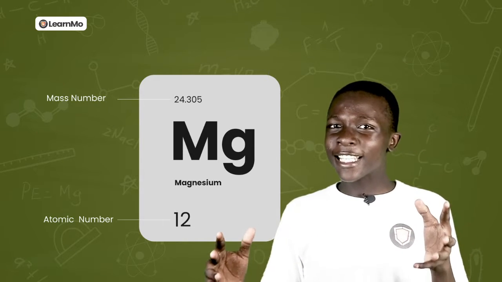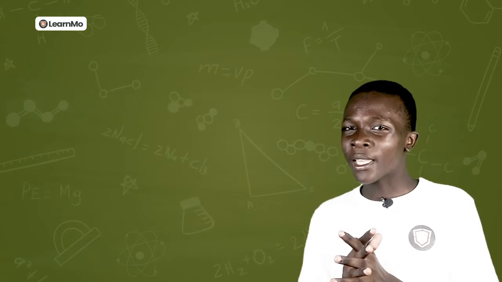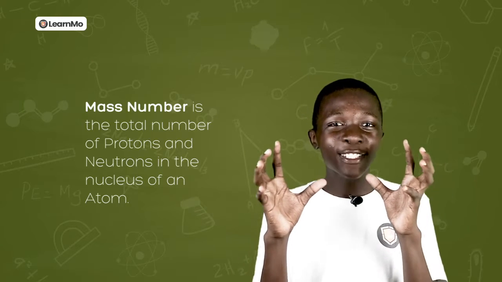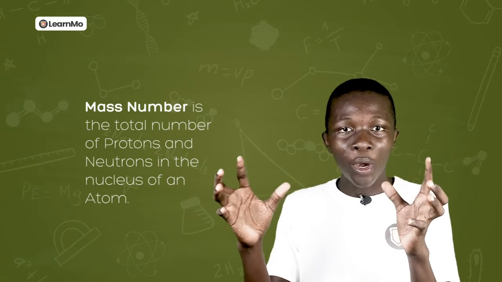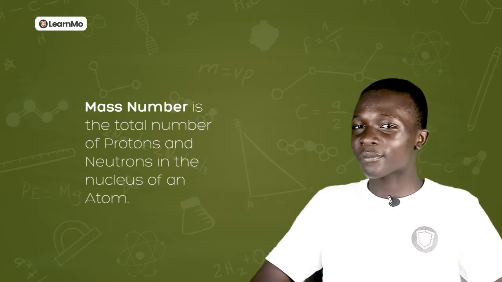Let's now understand the meaning of the terms atomic number and mass number. Mass number is the total number of protons and neutrons in the nucleus of an atom. Well, proton number is another term you would use instead of atomic number.